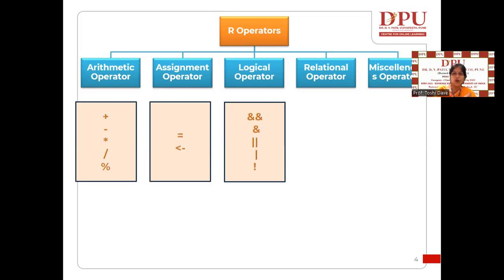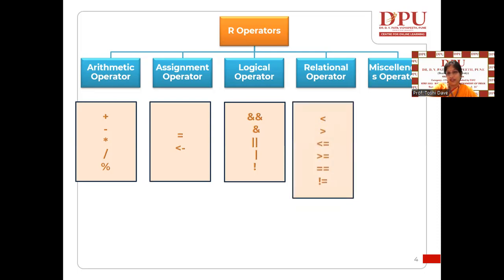And if as an output you are getting false, logical NOT will convert it into true. Clear? So whatever you provide, based on that, logical AND or NOT will perform. Clear? Next comes relational operator. Relational operators are used to identify the relation.